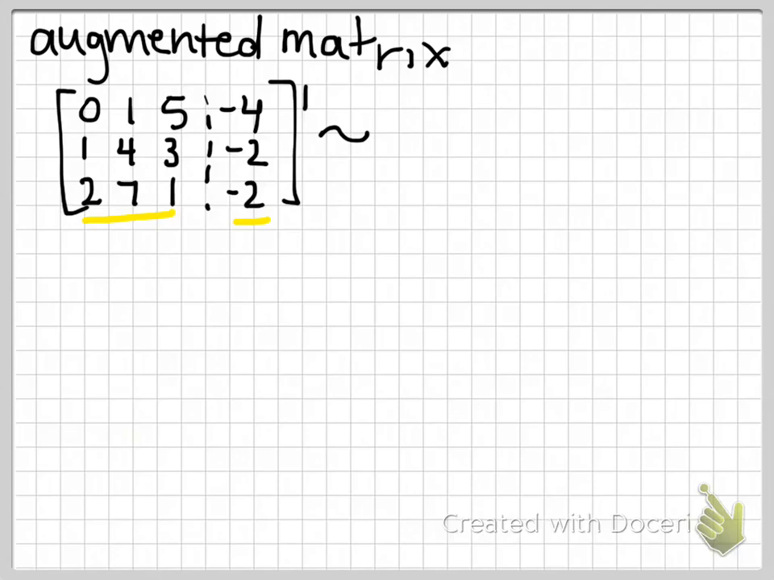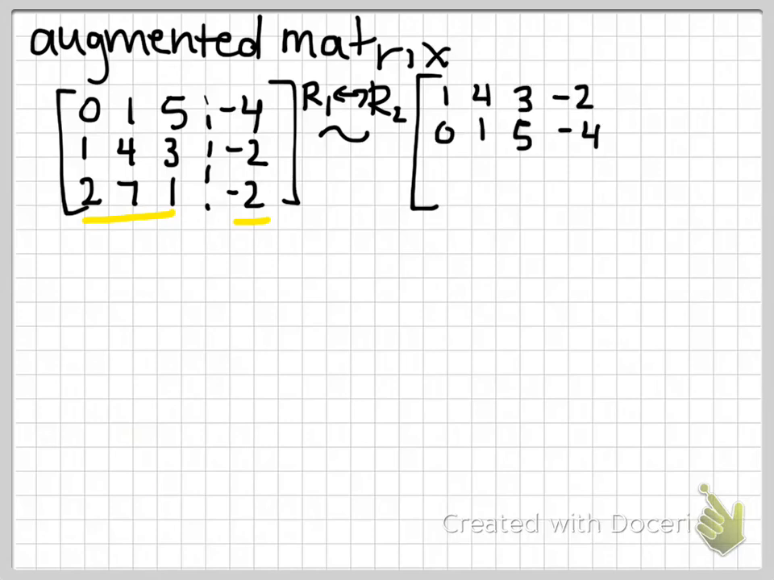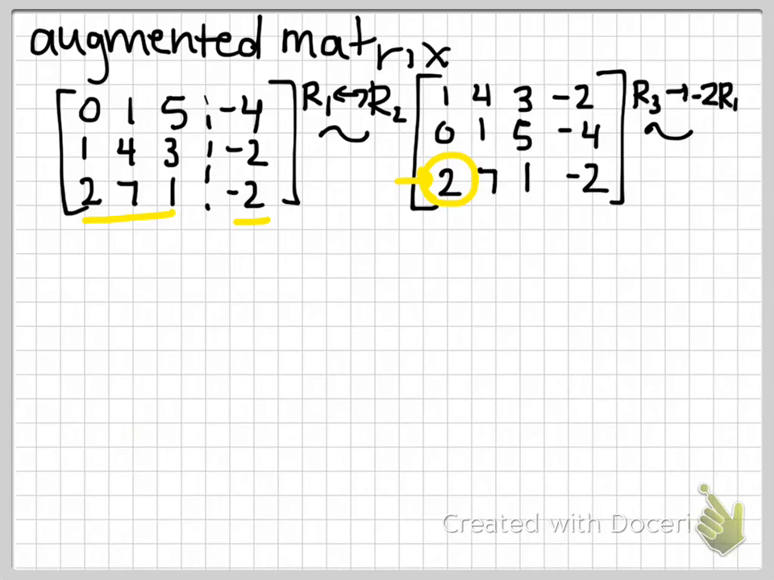Okay, so the first thing I'm going to do is replace row 1 with row 2. Okay, so when I replace row 1 with row 2, this is what we get. Now you can see we have a 2 down here in row 3, and that's what we want to get rid of. And so to do that, we can add -2 row 1 to row 3 and replace row 3 with that. And so that's what we're going to do here.